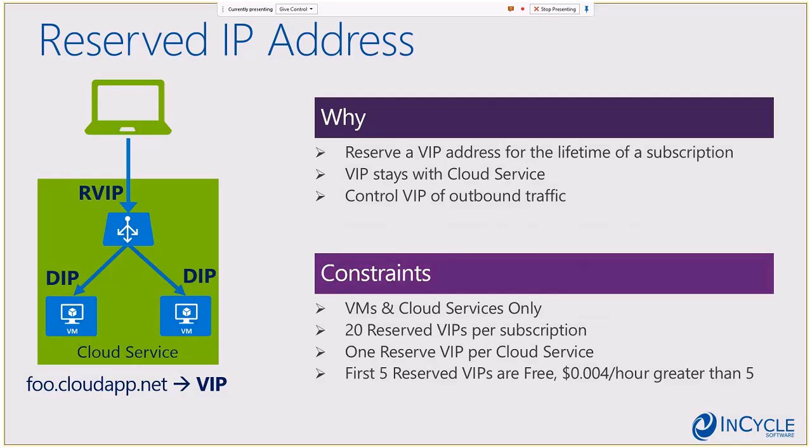The first 5 are free. Anything after that, you're charged an hourly rate for those reserved IP addresses, regardless if they're being used or not. Once you get them allocated or created, and if you're using them on a cloud service or not, they still charge for that. It's a very minimum fee, but if you're using a lot of RVIPs, the price could add up. So just keep that in mind if you need to use reserved virtual IP addresses.